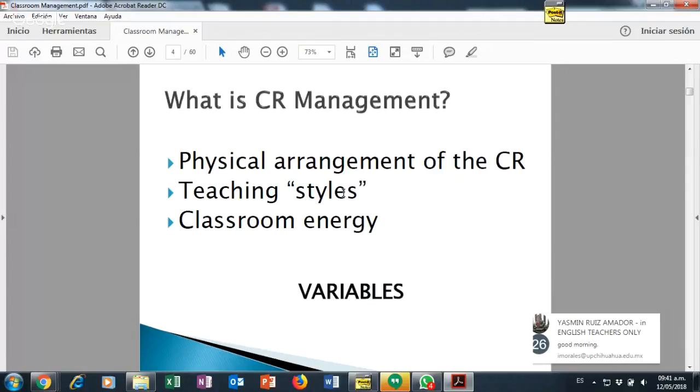Okay, what is classroom management, CR? We started with this question at the beginning. Classroom management is the physical arrangement of the CR. This means how you are going to sit your students, or how students are seated in your classroom. Teaching styles and classroom energy, and then some variables. Okay, let's start with the physical arrangement of the CR. We have the typical classroom arrangement, right?